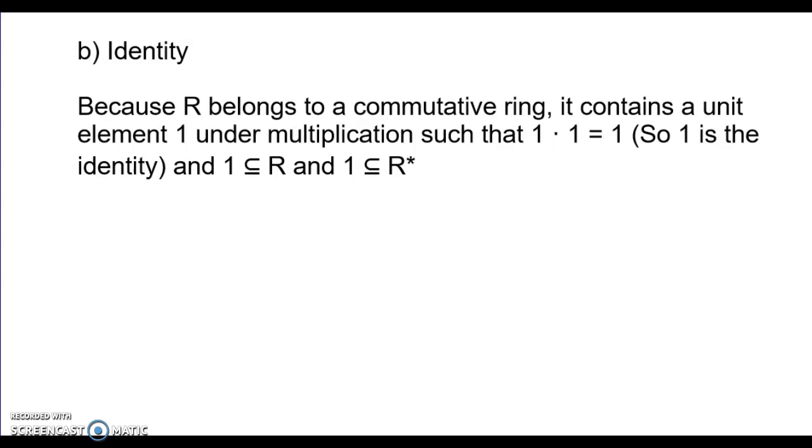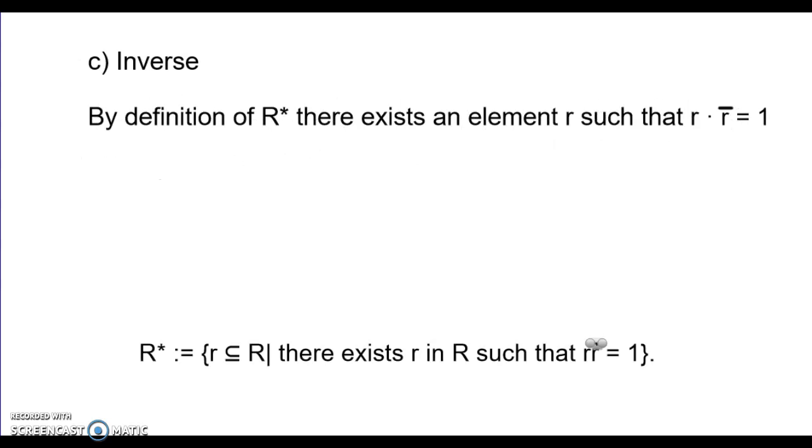Identity. Because it belongs to a commutative ring that has identity, then I know that this will have that. So those two are just because of the commutative ring with unity, we know we have those. So now, inverse. This is the big piece to make it all work.